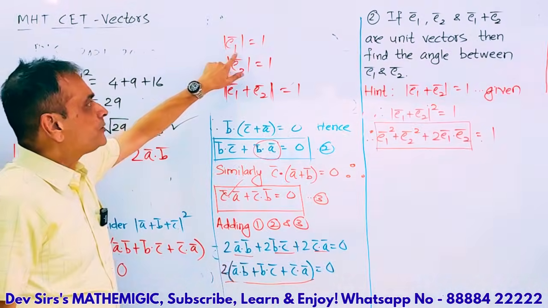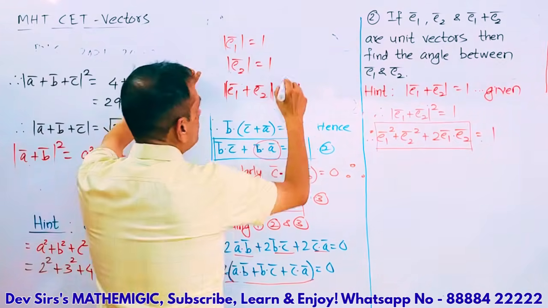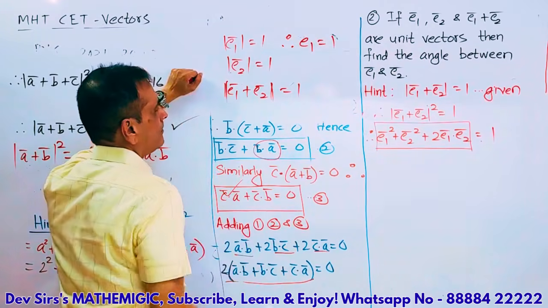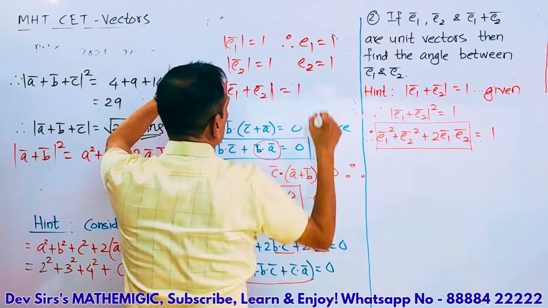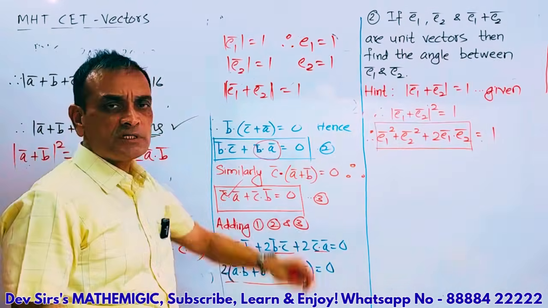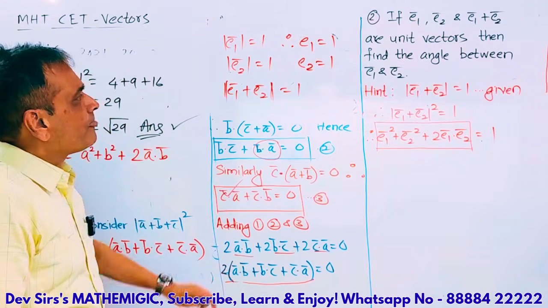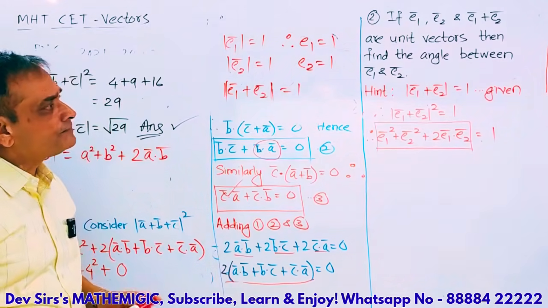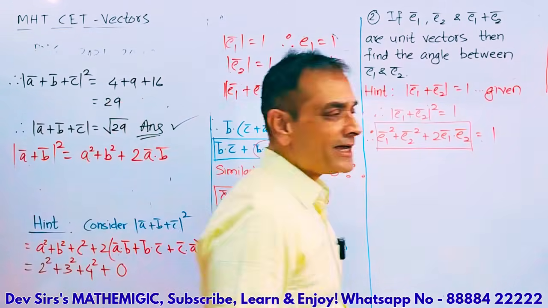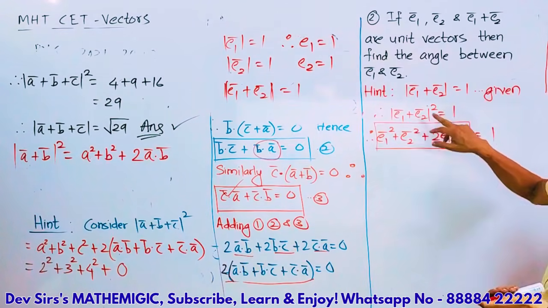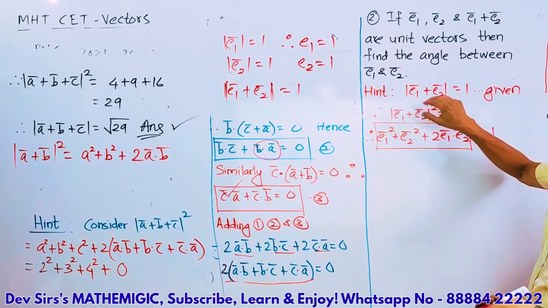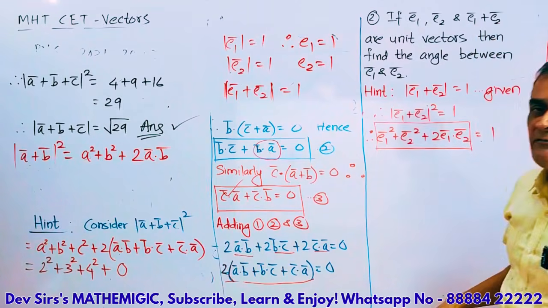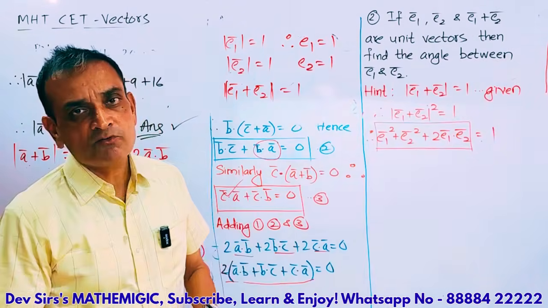Okay, now magnitude of E1 bar means, I told you, you can write it like this also: E1 equals 1, E2 equals 1, E1 plus E2 equals 1. So magnitude means without bar also you can write. Okay, let's see what the hint says now. Magnitude of E1 bar plus E2 bar equals 1, given. Why? Because E1 plus E2 is a unit vector. Magnitude of that vector is 1 unit.